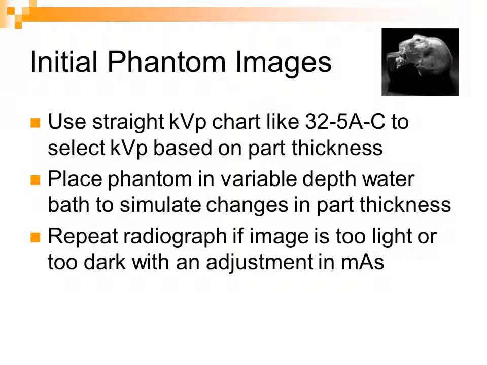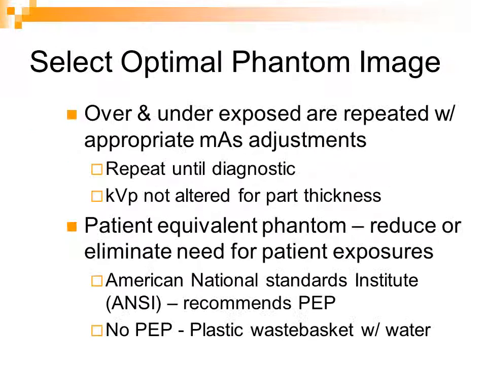So your initial phantom images use a straight kVp chart like 32-5A through C to select kVp based on part thickness. Place the phantom in a variable depth water bath to simulate changes in part thickness. Repeat the radiograph if the image is too light or too dark with an adjustment in mass. Select the optimal phantom image. Over and underexposed images are repeated with appropriate mass adjustments. Repeat until diagnostic. The kVp is not altered for part thickness.